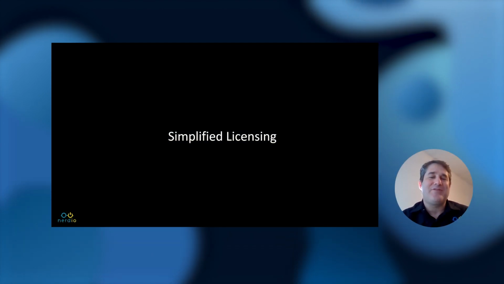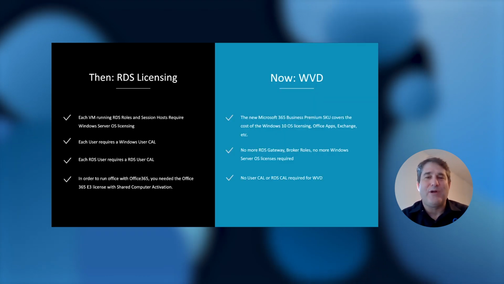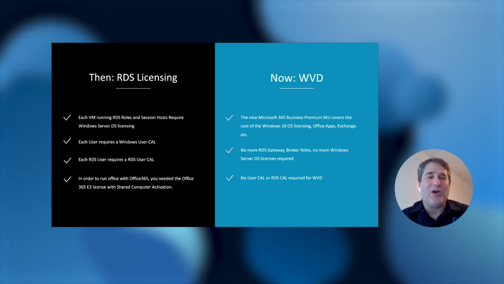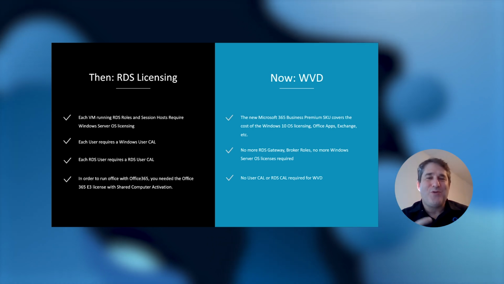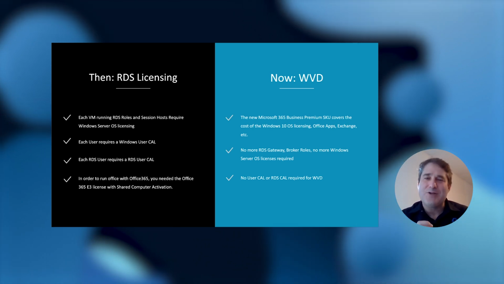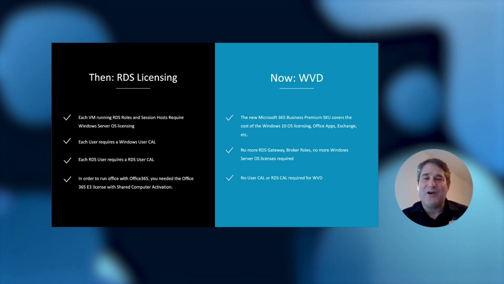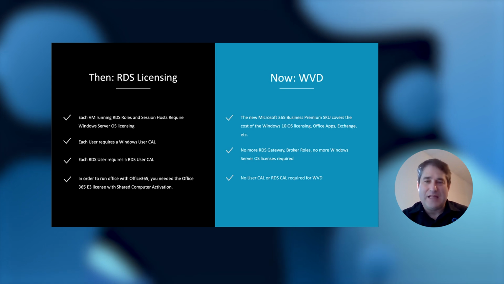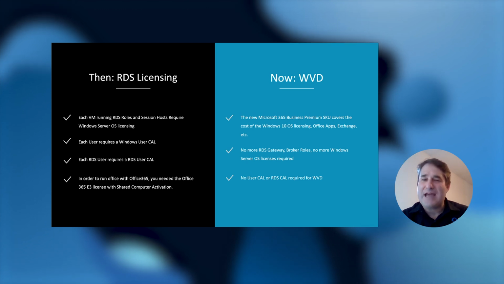Okay, the fourth investment that Microsoft's made is, of course, simplifying the licensing around Windows Virtual Desktop relative to RDS. So again, with RDS, just to kind of go through it, and I know if you're listening to this and you've done this before, you probably understand what I'm talking about. It's a little bit painful. With RDS, you need to, again, place all these different RDS roles on virtual machines, which require licensing. Each end user who's going to have a virtual desktop requires a Windows client user CAL, a client access license. Each RDS user requires an RDS user CAL.